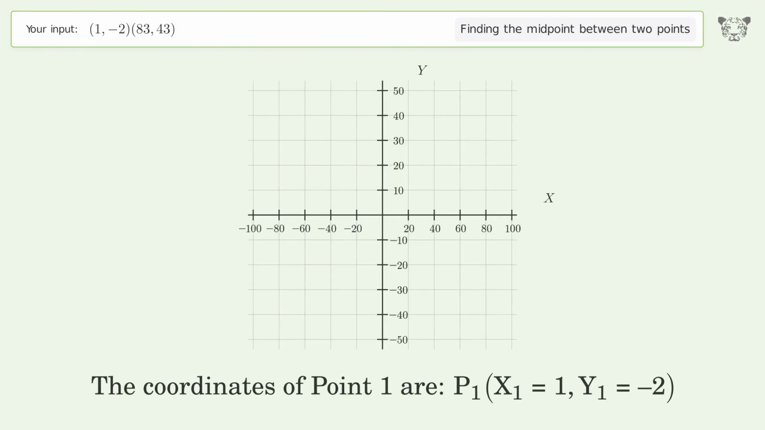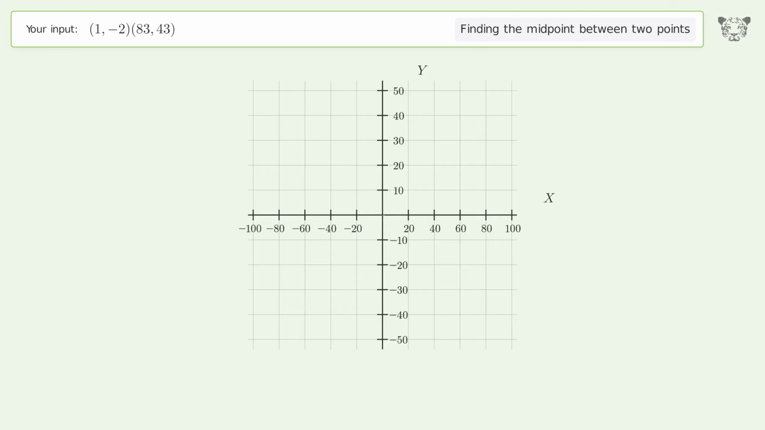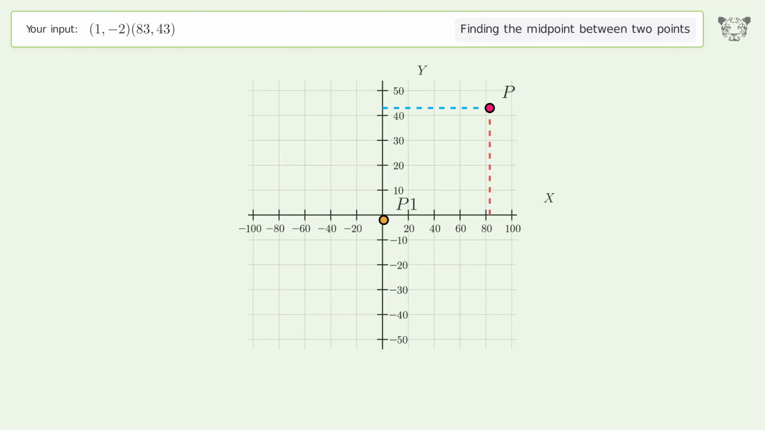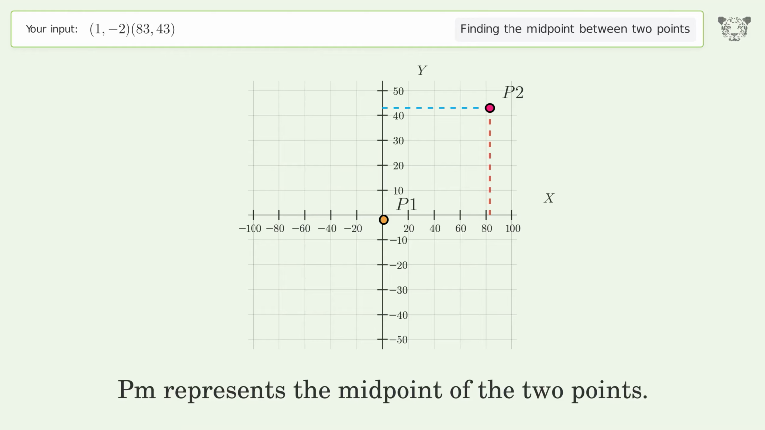The coordinates of point 1 are, x1 equals 1, y1 equals -2. The coordinates of point 2 are, x2 equals 83, y2 equals 43. PM represents the midpoint of the 2 points.